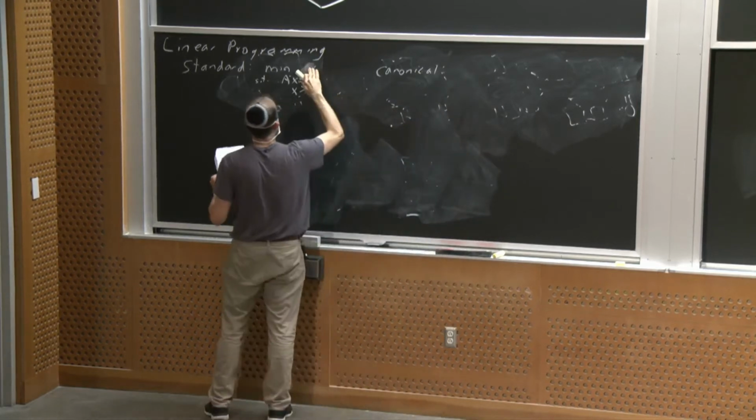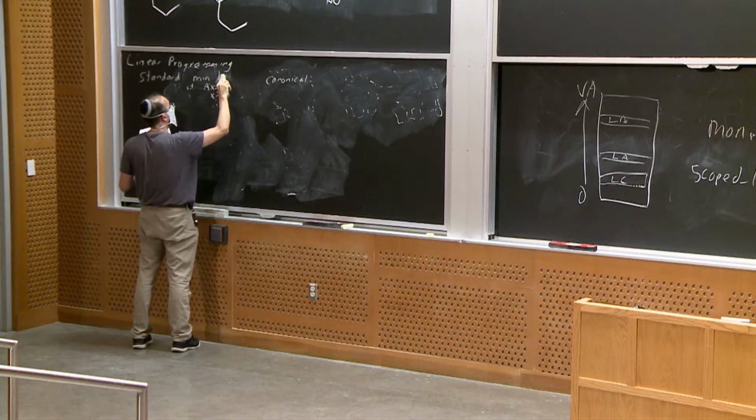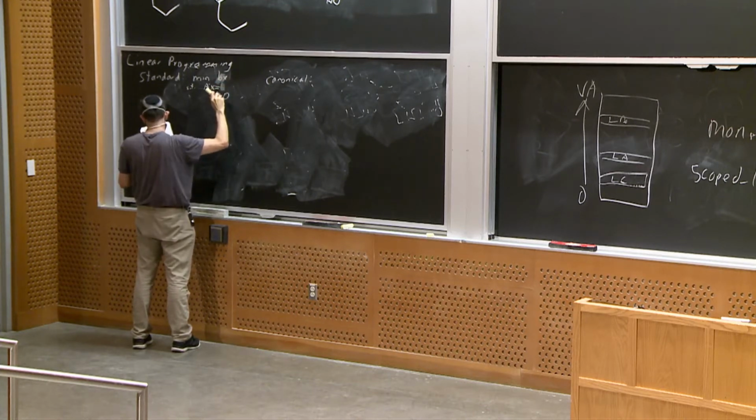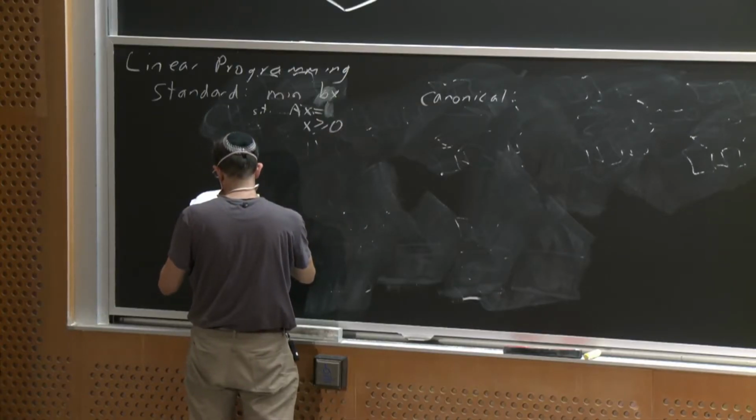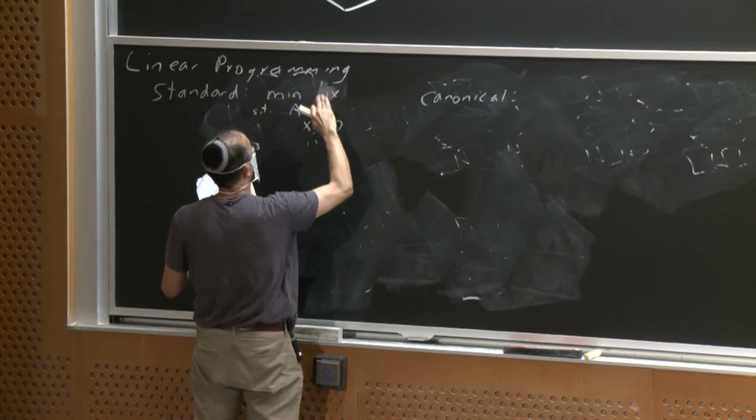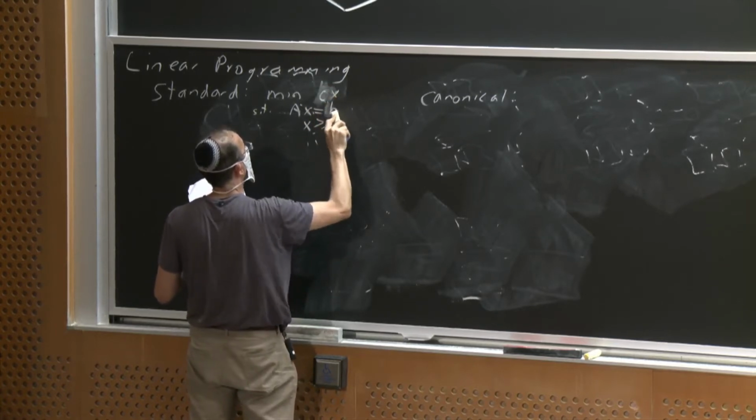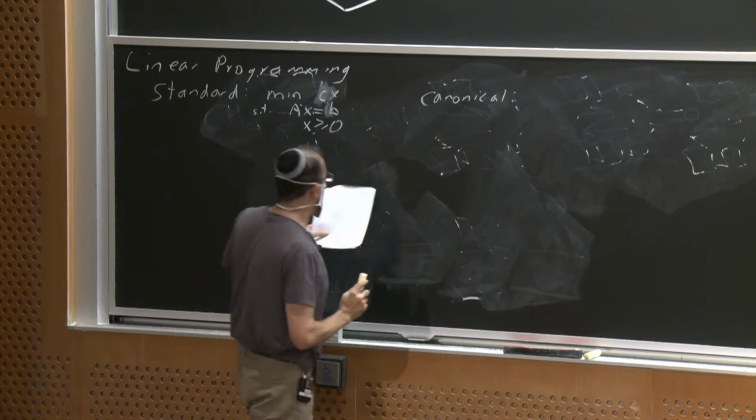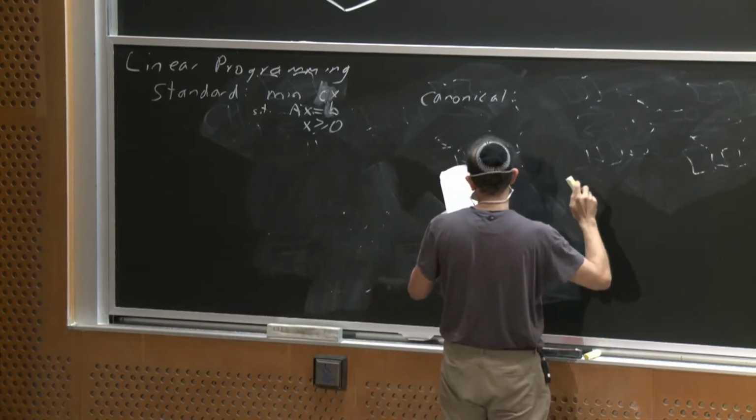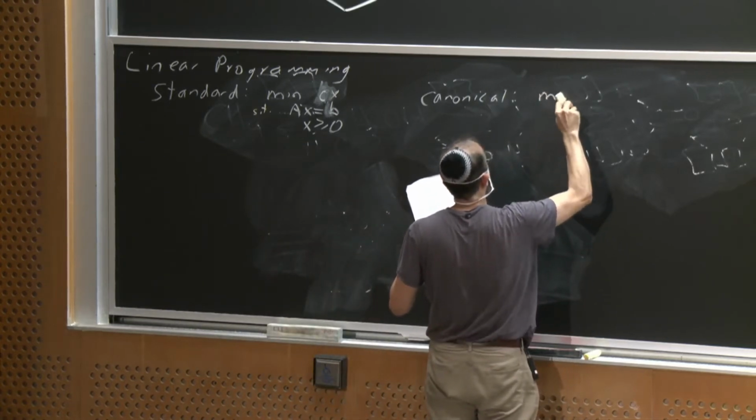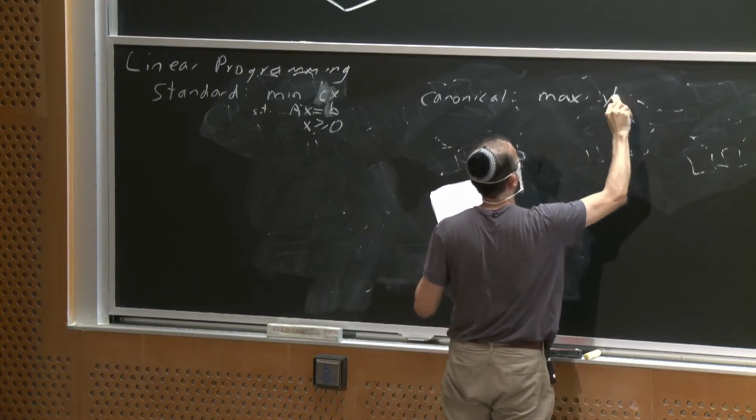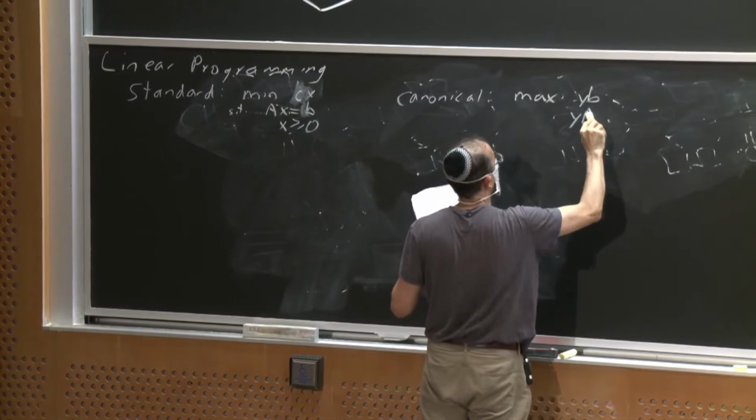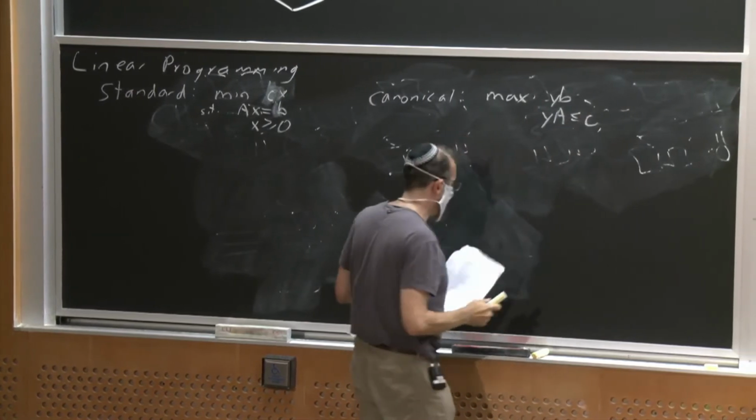let me get my letters correct. What do I want to do here? Cx, Ax equals b, and x is greater than or equal to 0. And in the canonical form, we have the maximum of yb such that ya is less than or equal to c.